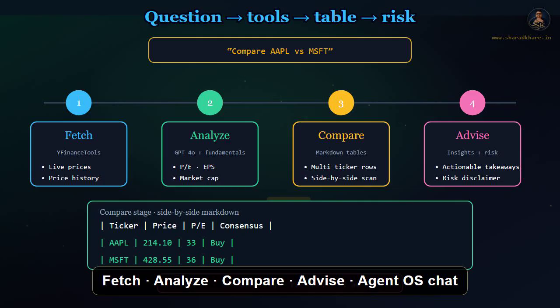Imagine you ask, what is the current price and PE ratio of NVDA? Or compare Apple, Microsoft, and Alphabet on fundamentals and analyst ratings. Or analyze Tesla price trend over the last 6 months. Then ask which chip names look strongest on buy ratings this week.